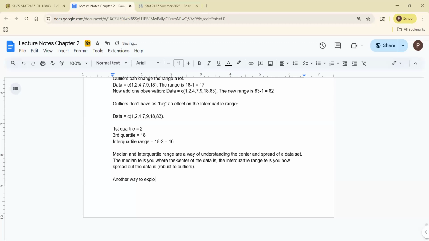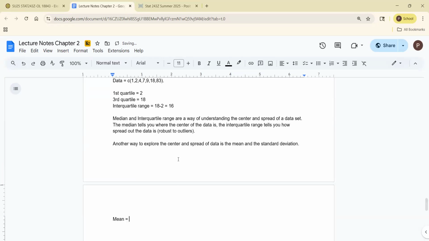Another way to explore the center and spread of data is the mean and the standard deviation. So the mean, also known as the arithmetic mean, is found by adding all the observations, then dividing by the number of observations. Probably you've done this at some point.